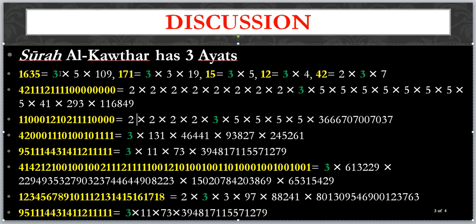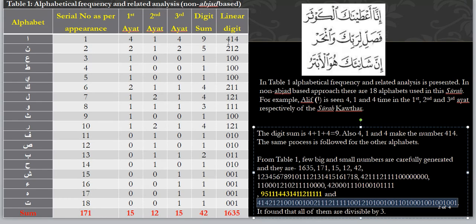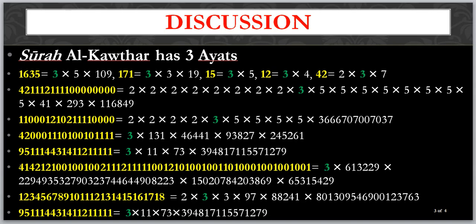So a couple of big and small numbers are found from this analysis. For example, this is a big number, and we see that this number is the multiplication of these prime values. And this is also a big number. This value is also the multiplication of these prime numbers. And this is the biggest number found in this slide. This is the number found by placing these values one after another, and this number is also the product of these numbers.